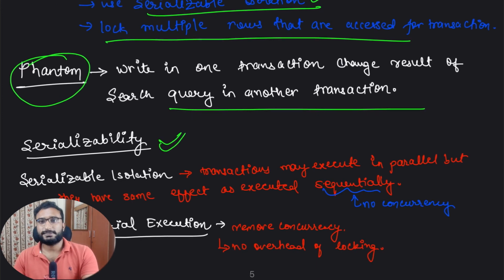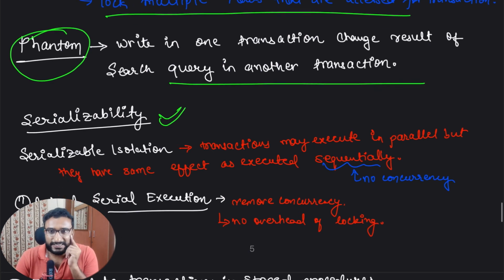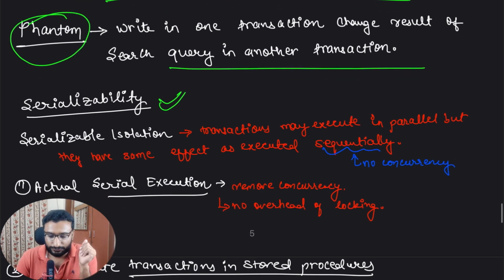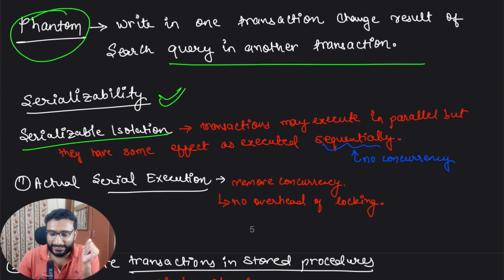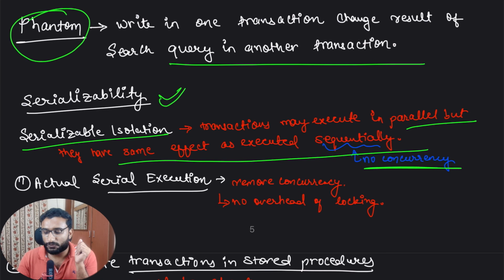तो हमने थोड़ा सा डिस्कस किया था इसके बारे में कि serializability जब हम बोलते हैं, what we mean by serializability is कि even if the transactions are happening in parallel, they should appear like they are being executed sequentially, serially वो हो रहे हैं. So this is what we mean by serializable isolation. The transactions may execute in parallel, but they have the same effect as if executed sequentially. There is no concurrency.